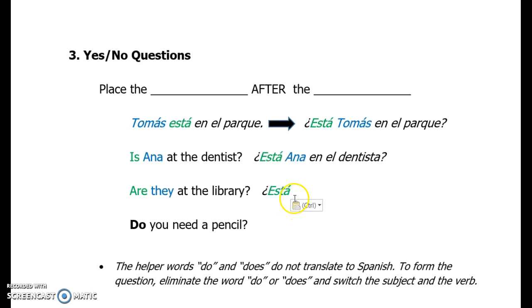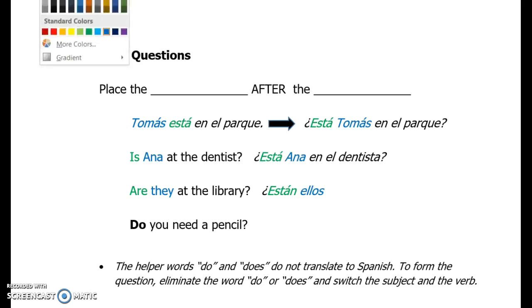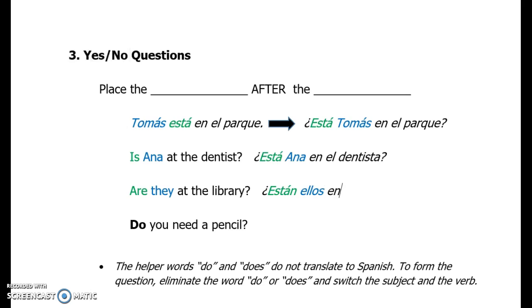Boom, boom. Está, but it can't be está. It's going to be están. Están who? Well, our subject is ellos, they. Now it could be ellas. I'm just defaulting to masculine right now. And where are they? They are at the library. And there it is, la biblioteca. Oh my goodness, teca. Okay. Están ellos en la biblioteca. Are they at the library?